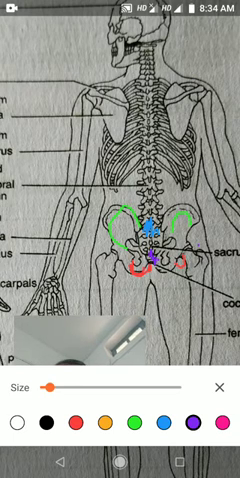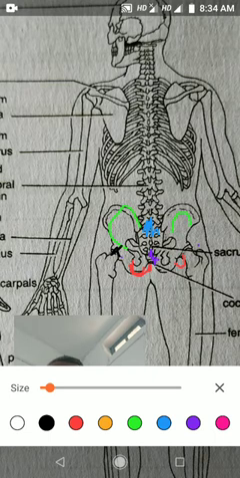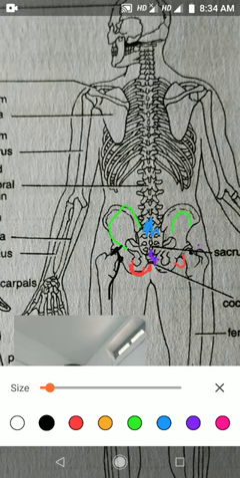In the hip girdle there is a cavity. This cavity is called the acetabulum. In the acetabulum, the head of the femur is going to fit. So I told you about the girdles. There are two girdles, one is the shoulder girdle or pectoral girdle, the other is the hip girdle or pelvic girdle.